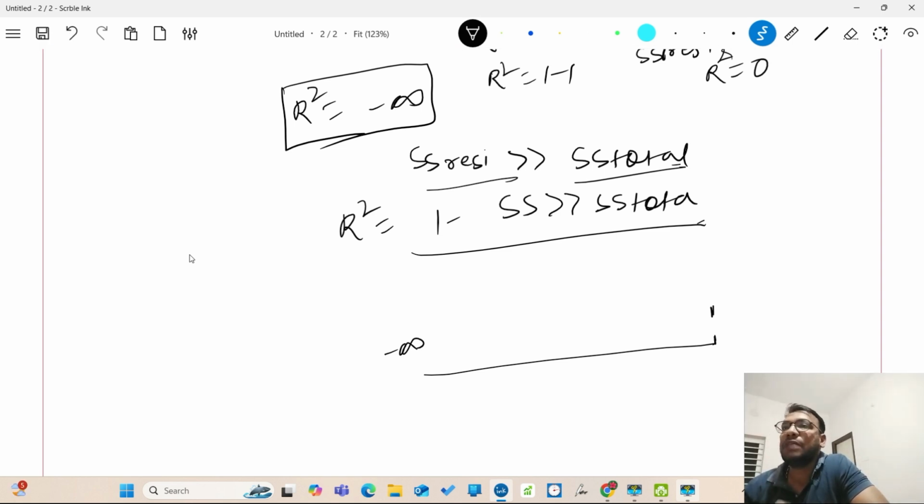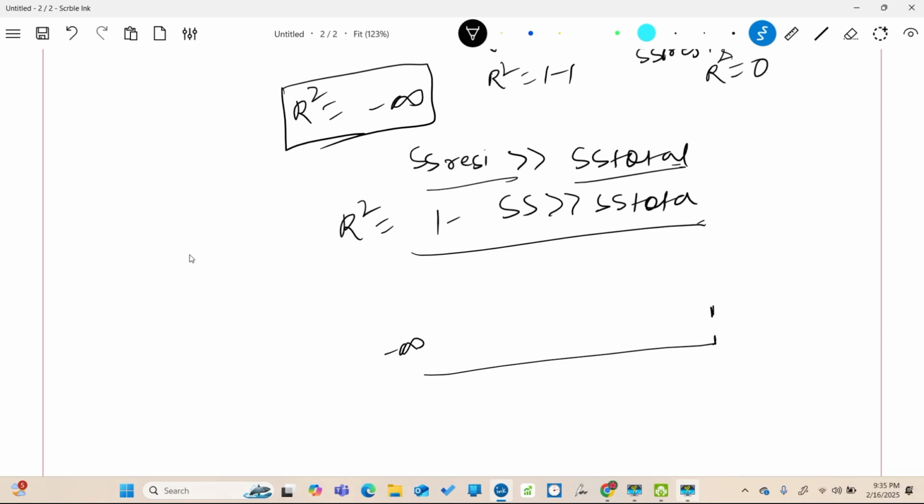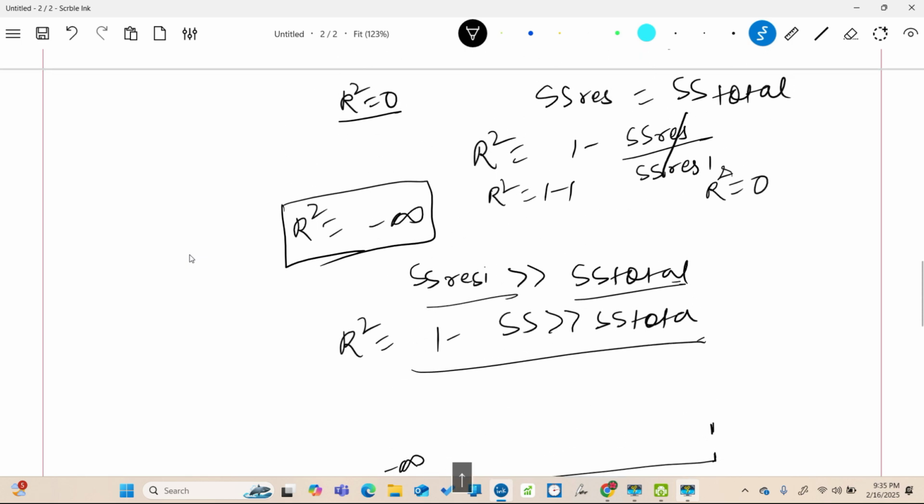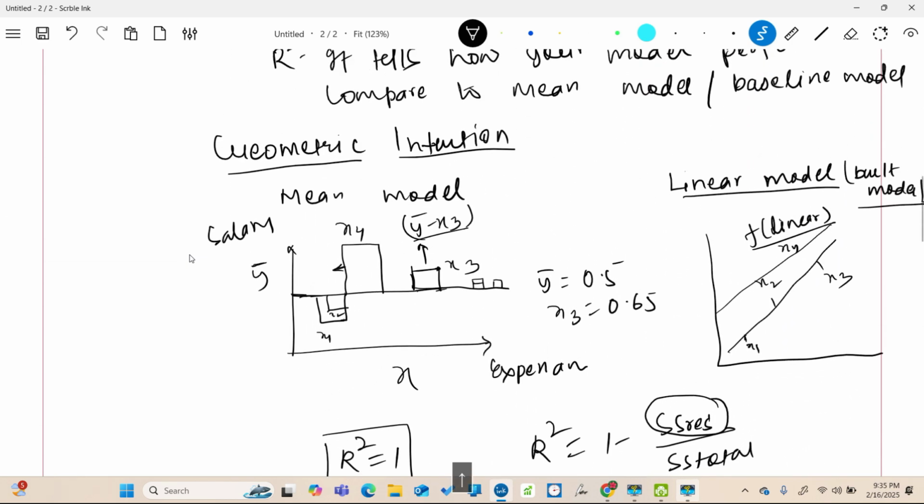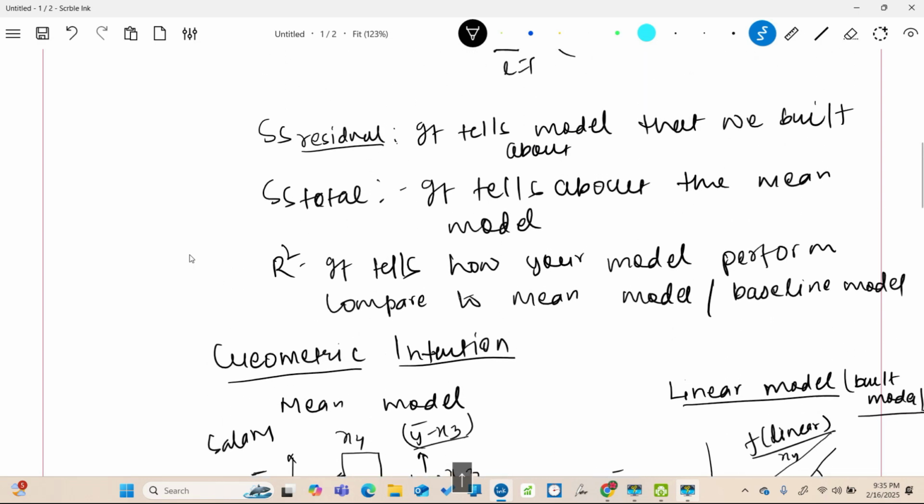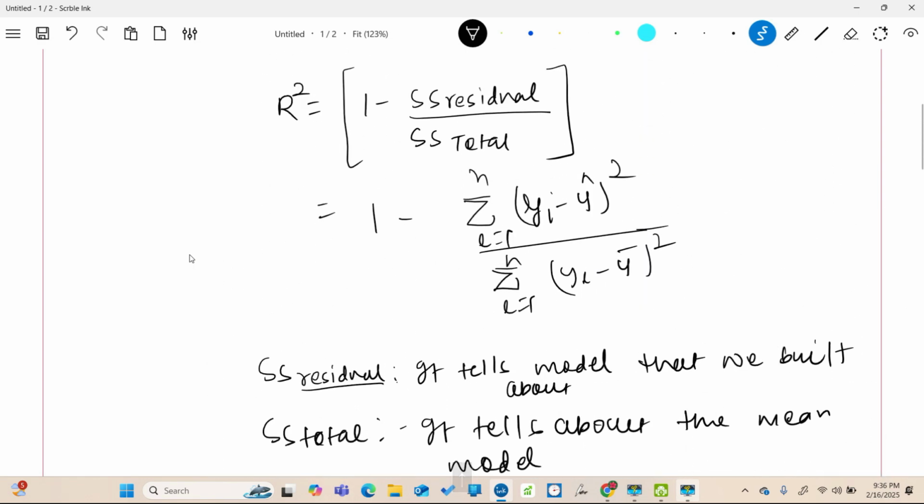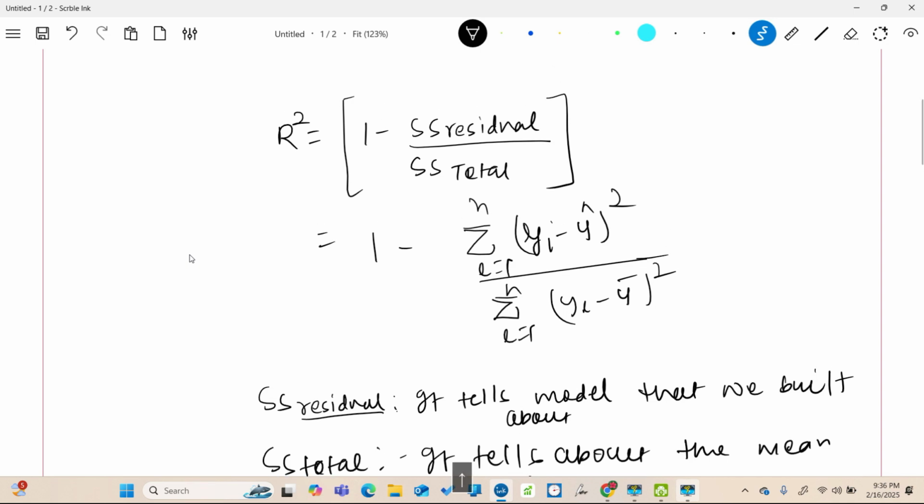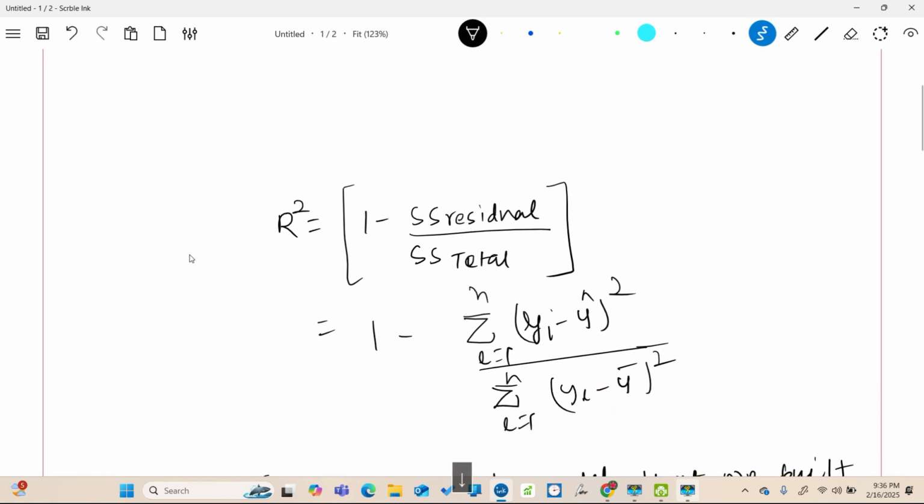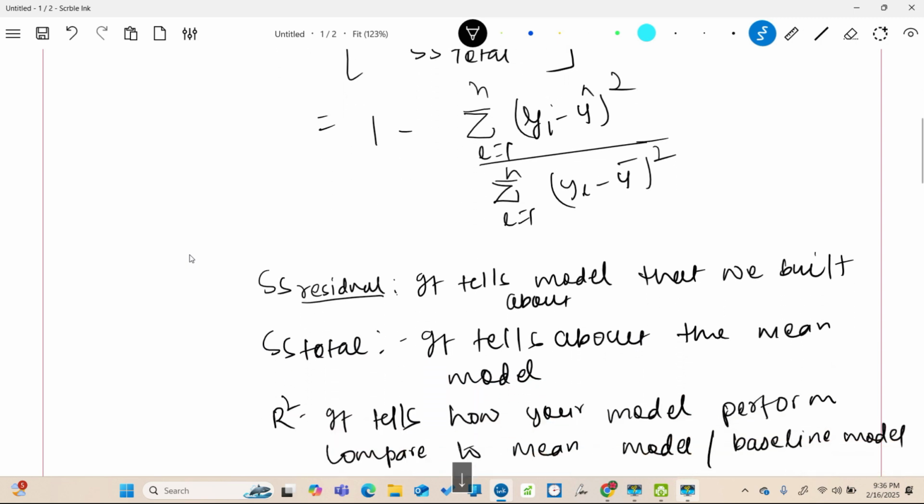In a further lecture, I will explain what the adjusted r square is and how to calculate the r square. Just for understanding purposes, I gave the complete intuition of what the sum of residuals and r square are. My writing is not good, but I will give the concepts whatever I require.